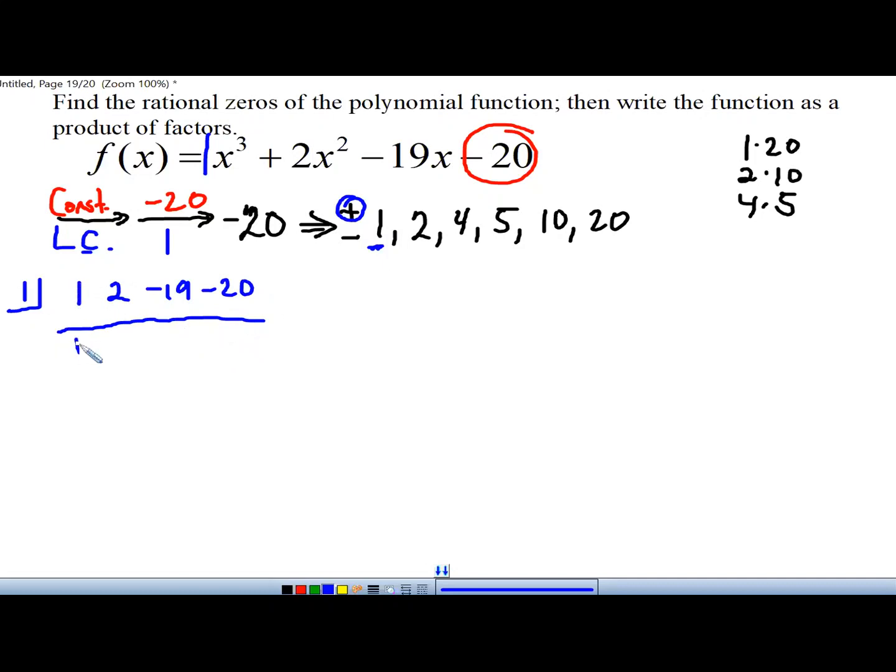I'm going to bring down the 1. Here it goes. 1 times 1 is 1. Combine, that's 3. 1 times 3 is 3. Combine, that's negative 16. 1 times negative 16 is negative 16. That's negative 36. Since the remainder is not 0, that means this could not be our 0. Copy that. Once again, this is not our 0 because our remainder was not 0.